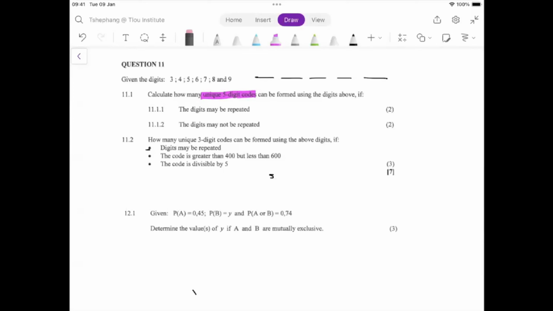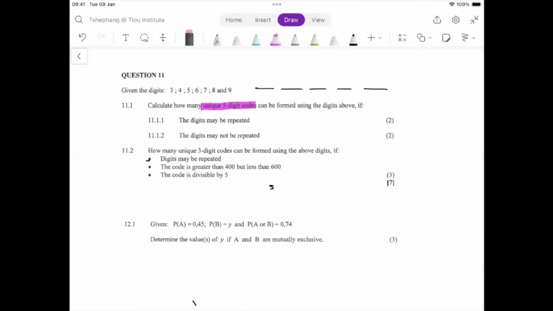Okay, let's quickly check. They said it's a 5-digit code, right? And they said they can be repeated. If we can repeat digits, right? So in position number 1, how many numbers can I pick from? 7. I can repeat the numbers, remember. In position 2, I can also pick 7. In all those positions, I have 7 numbers to pick from. Right? This simply becomes what? 7 to the power of 5. On your calculator, this is going to give you 16,807.